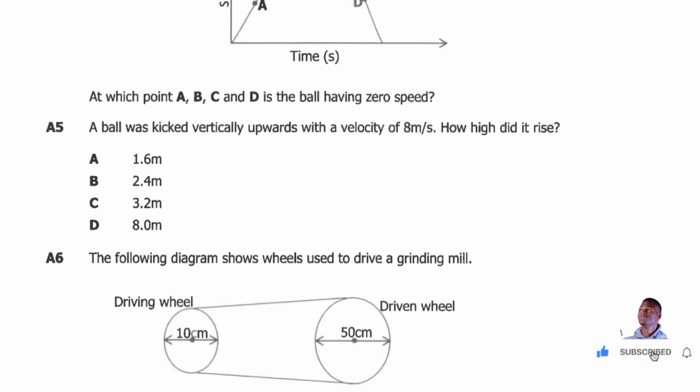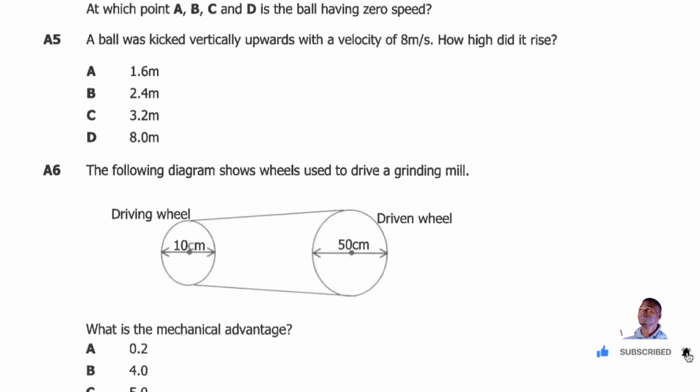Okay, let's go to question 5. Question 5 is saying a ball was kicked vertically upwards with a velocity of 8 meters per second. How high did it rise? Now this is distance. How do you calculate distance? You need to think about which of the equations of motion we use here.